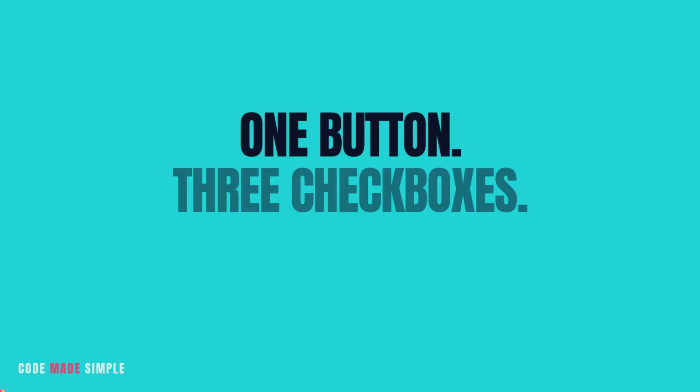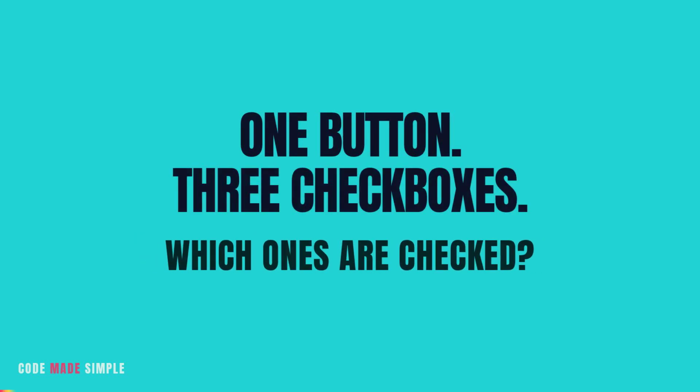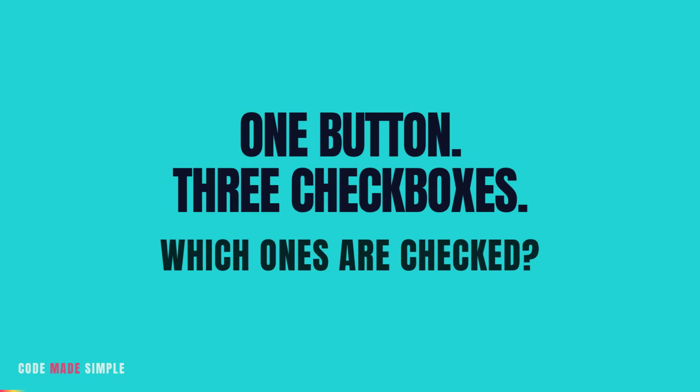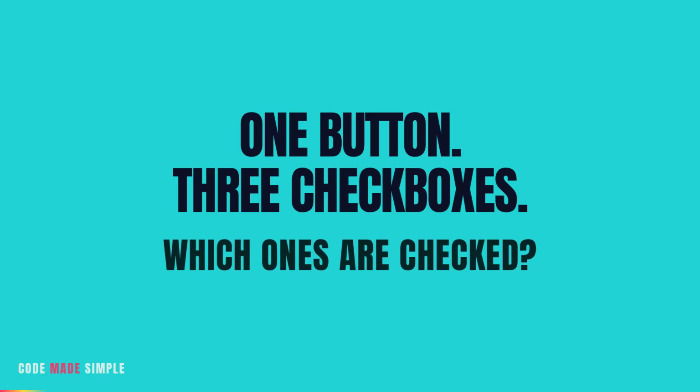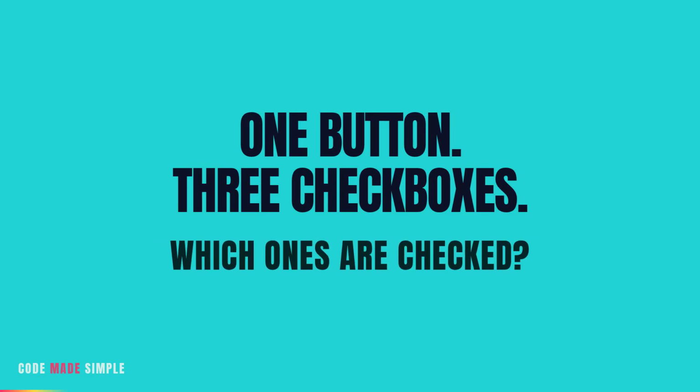1 button, 3 checkboxes. The user clicks. Which ones are checked? If you only know getElementById, you're stuck. Today, we unlock NodeLists, how JavaScript handles many things at once.